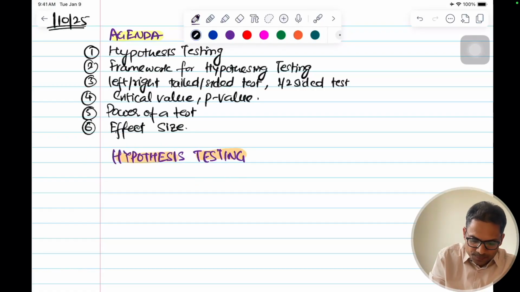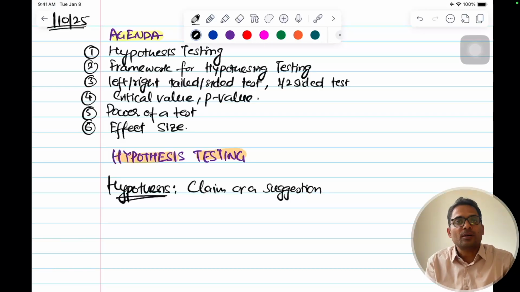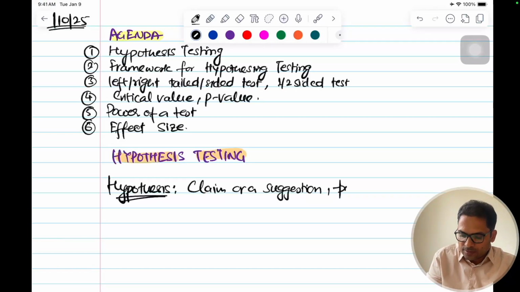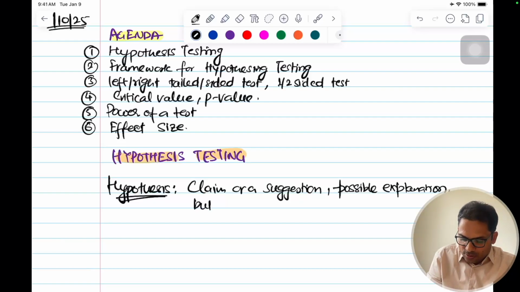So hypothesis means a claim, or a suggestion, a proposal, that is a possible explanation of something, but has not been validated or found as true or false. So this is the hypothesis part.